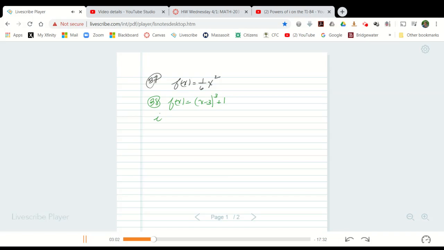All right. Now, these problems dealing with i. You know i takes on 4 values. i to the first is just i. i to the second, by definition, is negative 1. i to the third is negative i, and i to the fourth is positive 1.